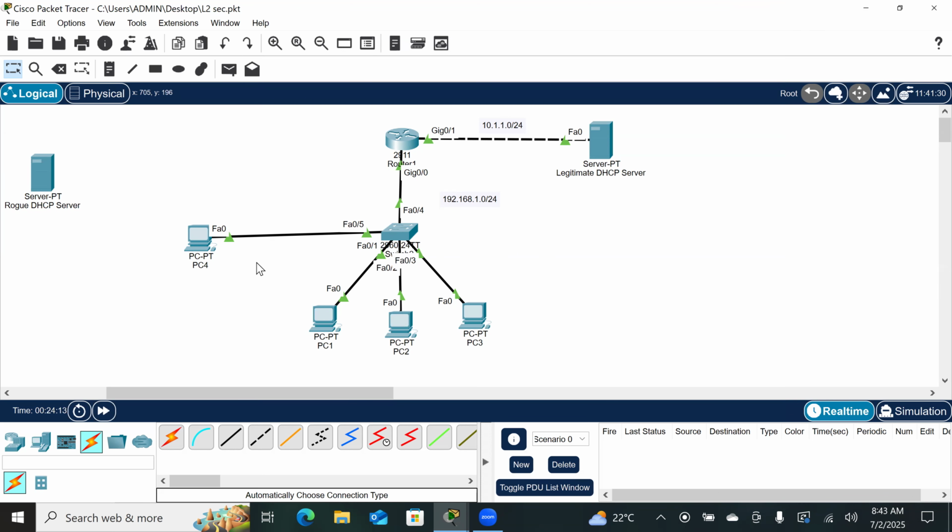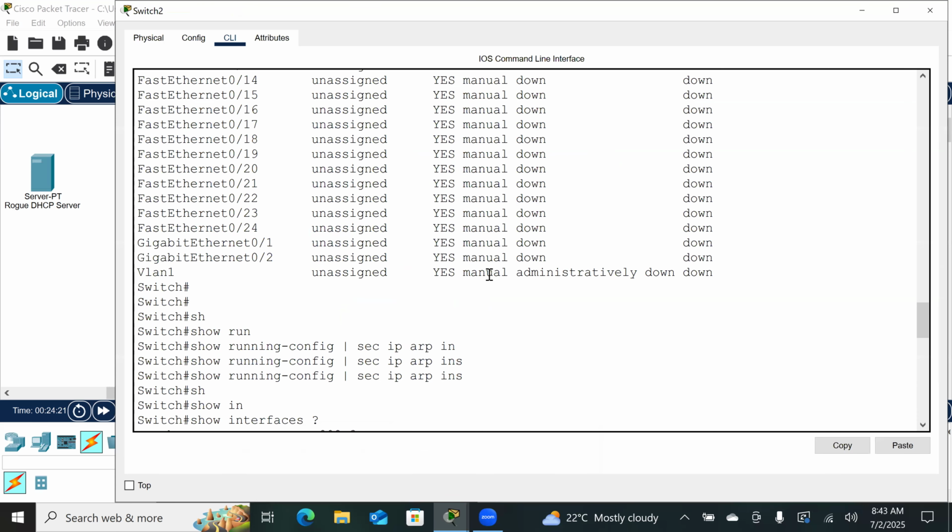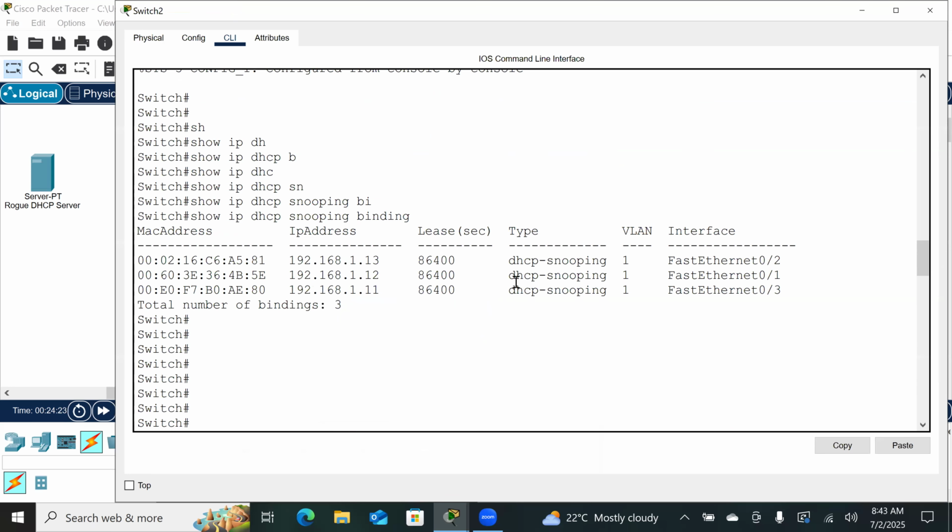The ARP inspection is stopping these untrusted ports from sending or assigning the same IP address, because it already knows what it's having on this interface. On which interface? On fast Ethernet 0/3. I have already been connected with a MAC address which is already having 192.168.1.11. Okay, so I don't know who you are because I already have the same entry in my DHCP snooping binding table. Understood? So this is how it's going to mitigate DHCP, sorry, ARP poisoning or ARP spoofing, I can say.